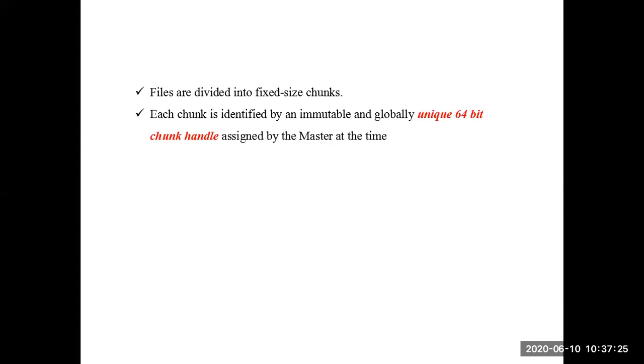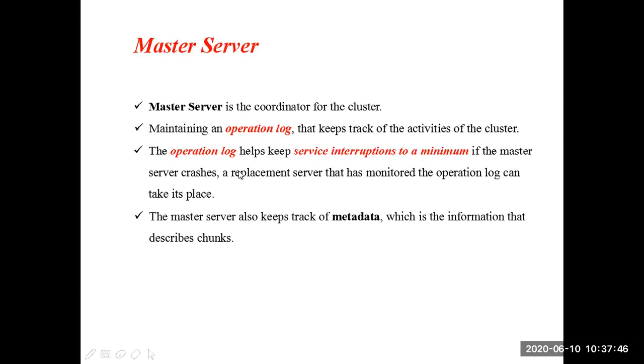Why? Because in the file system, hundreds of files will be stored, and each file will be divided into a number of chunks. That means hundreds and thousands of chunks will be there. To identify each chunk, a unique name should be given, that is, a unique chunk handle should be given by the master. Clear? These are the duties of the master server.